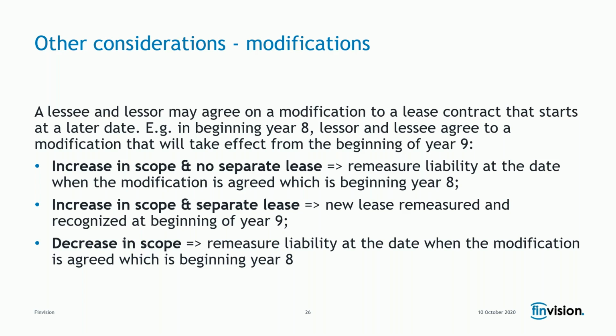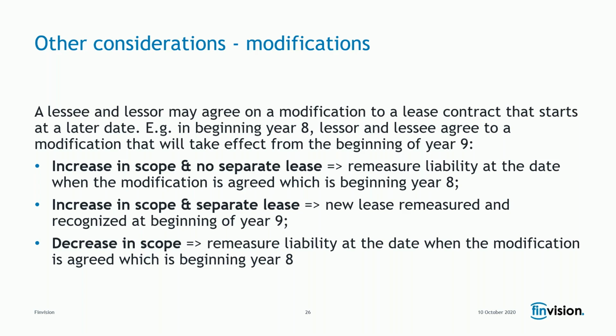Well, when you have signed the contract for the change in year 8 and there's no separate lease and it's an increase in scope, you will do the calculation and your modification at the beginning of year 1 when you have changed the contract.